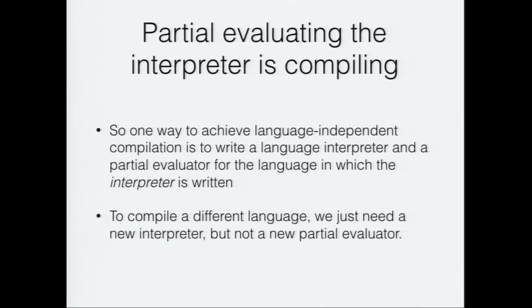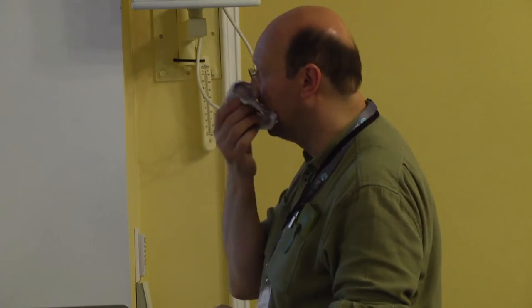So the idea here is that by partially evaluating the interpreter, you get a compiler. So you write a partial evaluator, which is really a compiler, and you write an interpreter in a high-level language, and you combine the two, and you can compile the language. And when you need a new language, you write a new interpreter, but you don't need a new partial evaluator. That's where all the effort goes. There's much more to it than that, but I will leave it at that.